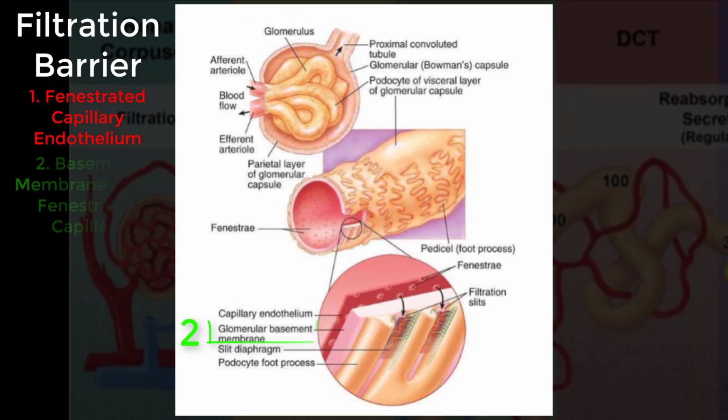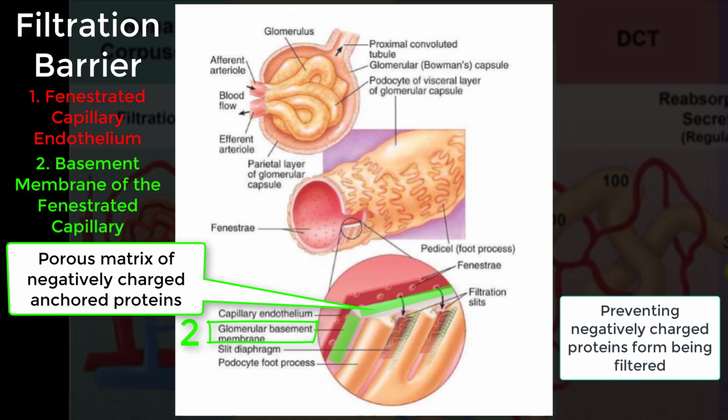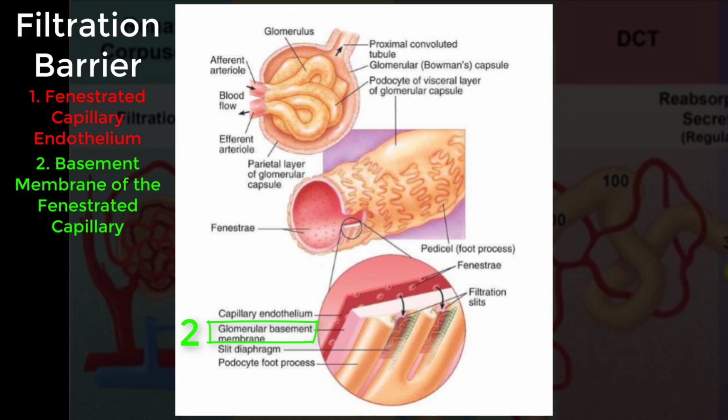The second barrier is the basement membrane of the fenestrated capillary. It is a porous matrix of negatively charged anchor proteins. This layer is responsible for negatively charged proteins. This barrier is more specific to charges and less about size, by preventing small plasma proteins from being filtered. Although, it is important to note that some negatively charged things do get filtered, such as bicarb, chloride, and other things, but the goal is to prevent large negative things from being filtered.